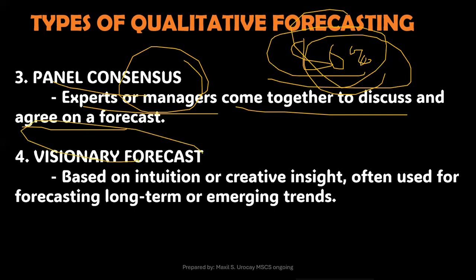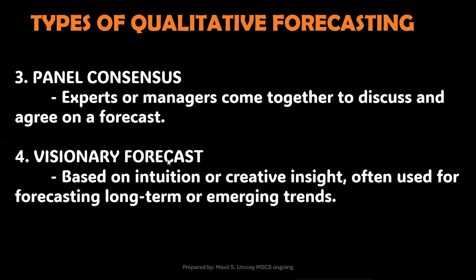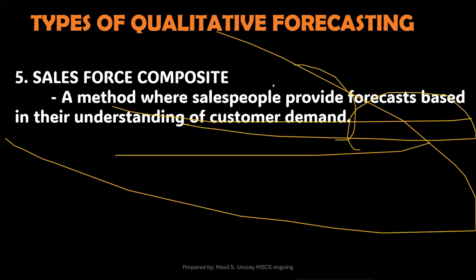For the visionary forecast, it is based on intuition or creative insight, often used for forecasting long-term or emerging trends. So there is a designated goal in the future that you're relying on in that specific instance. And afterwards, the sales force composite is the method where salespeople provide forecasts based on their understanding of customer demand. What will be the demand? They are basing on the demand. If it is high demand, they are setting a specific forecast for that. If there is low demand, there will be a specific forecast for that one based on the impression of the demand as well.